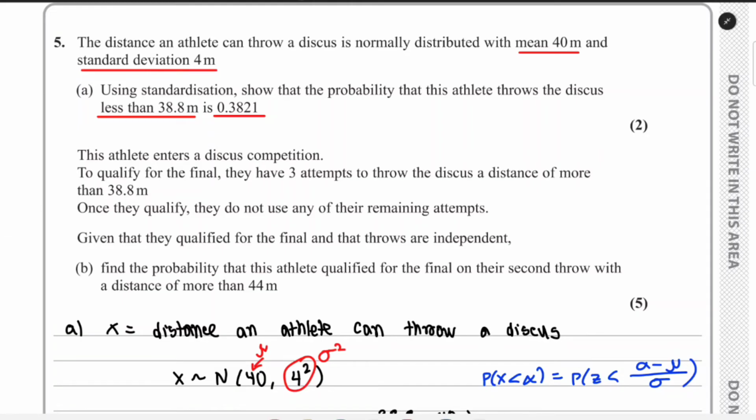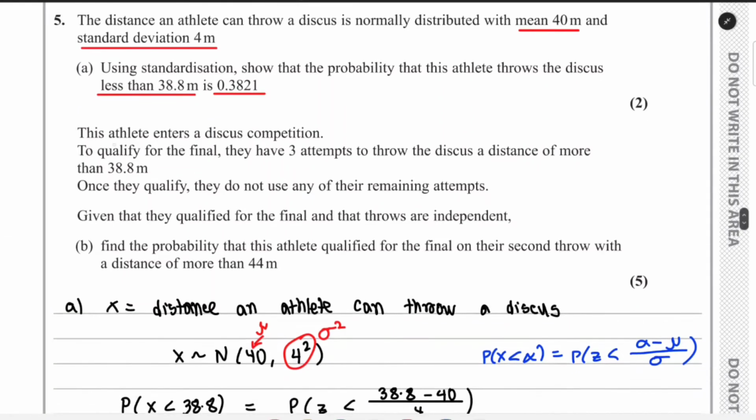In part B, we are told that this athlete enters a discus competition. To qualify for the final, they have 3 attempts, and they have to throw it more than 38.8 meters.